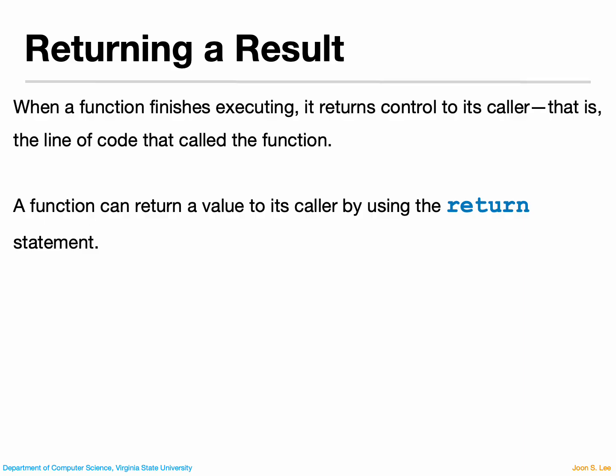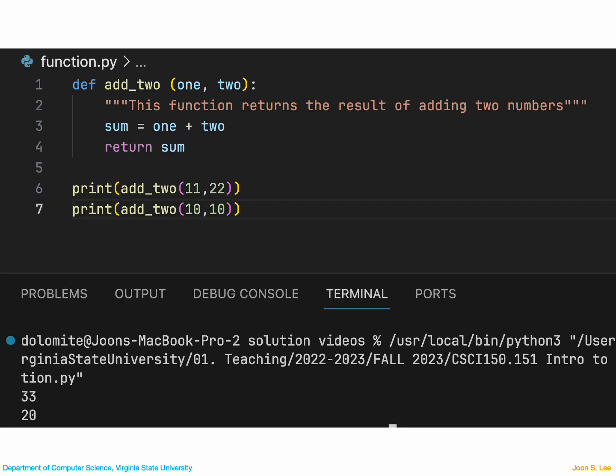That way, the caller can store the result in a variable, use it in a calculation, or even pass it to another function. This is a big difference from just using print. Printing shows the result on the screen, but returning actually gives the result back to the program so it can be reused. Here's an example of a function that uses the return statement.